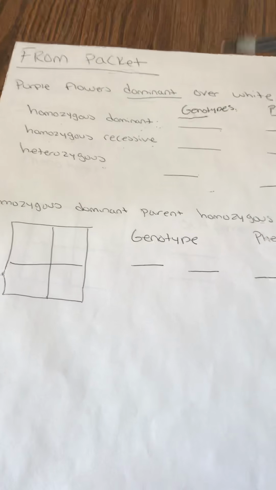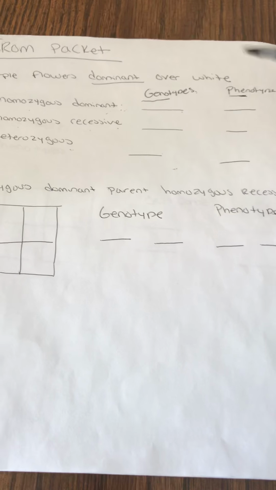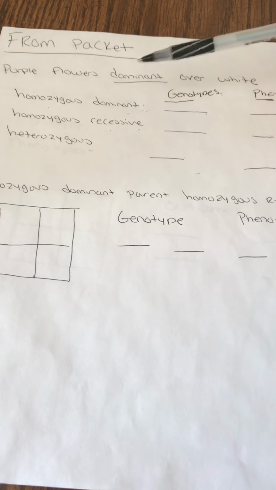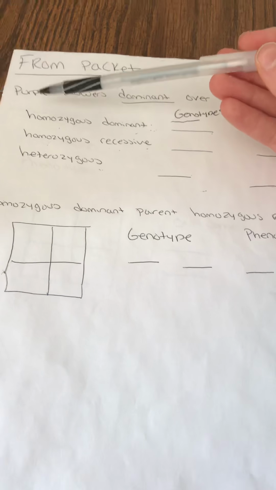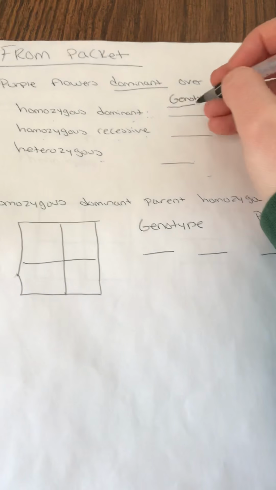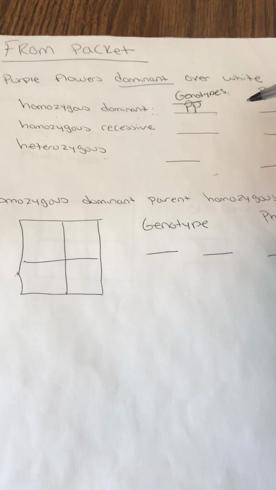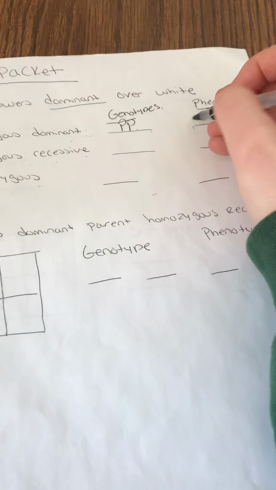So first, before we even start this practice problem, we need to determine what letter we're using, okay? In this example, purple flowers are dominant. The dominant trait is what you always choose for your letter. Well, purple is our dominant trait, so we're going to use P's in this example. So for our genotype for homozygous dominant, we're going to do capital P and capital P. That phenotype, that physical appearance is going to be dominant, so it's going to be purple.